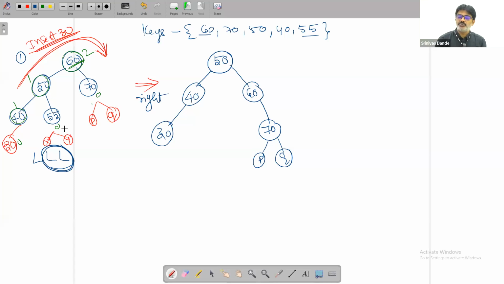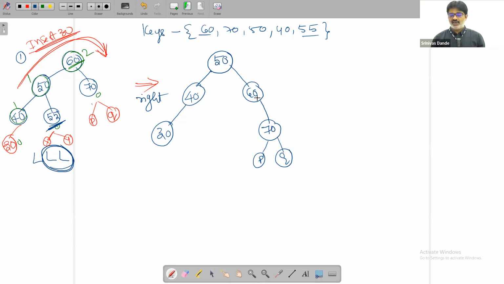Previously, 50's parent is 55, which is pending. 55's previous parent is 50, but 50 already got the two children. So where do you have to keep 55? Will it sit on the left side or the right side? 50 should go to the right side. The right side means 60.